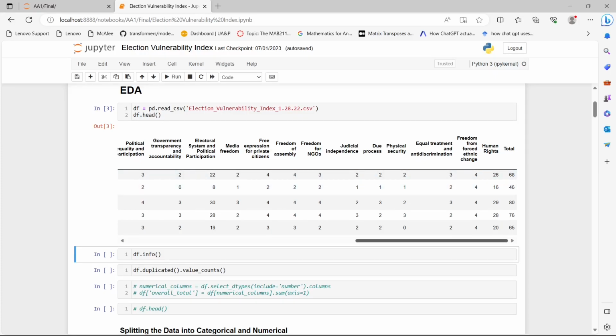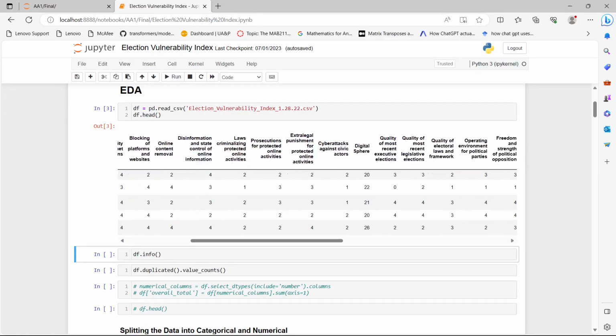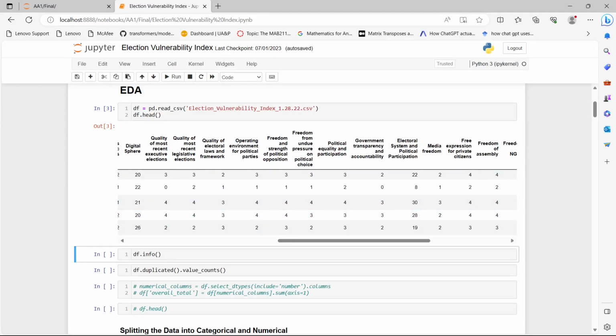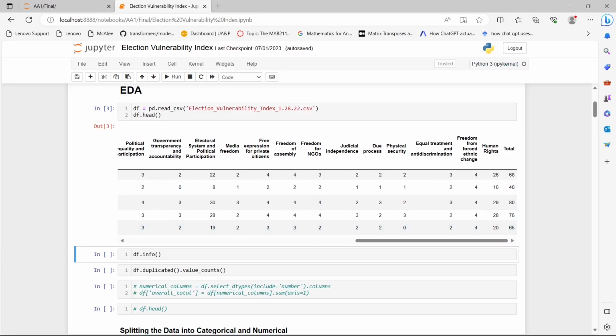The first category is about the digital sphere, so it has something to do with the things that are going on online, the different information spread, and this information must be related to the election. The second part is the electoral system and political participation, so it's really more about the political landscape as far as the election is concerned. And the last one is about human rights violations, which are, of course, related to the election. And the total score is, of course, 100.